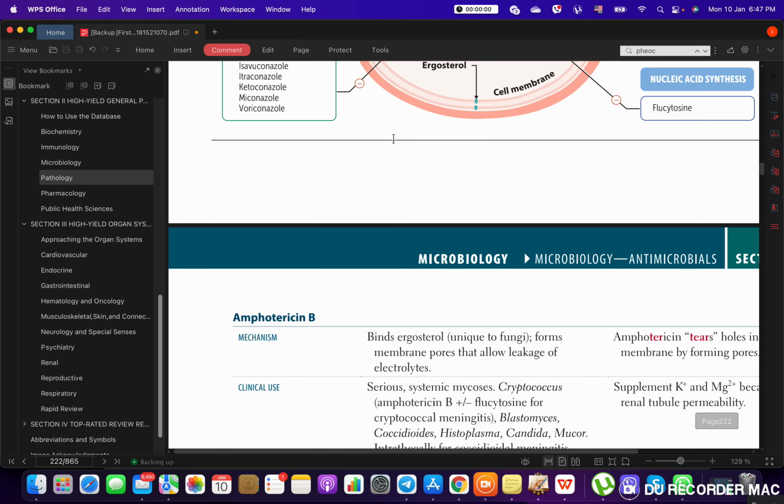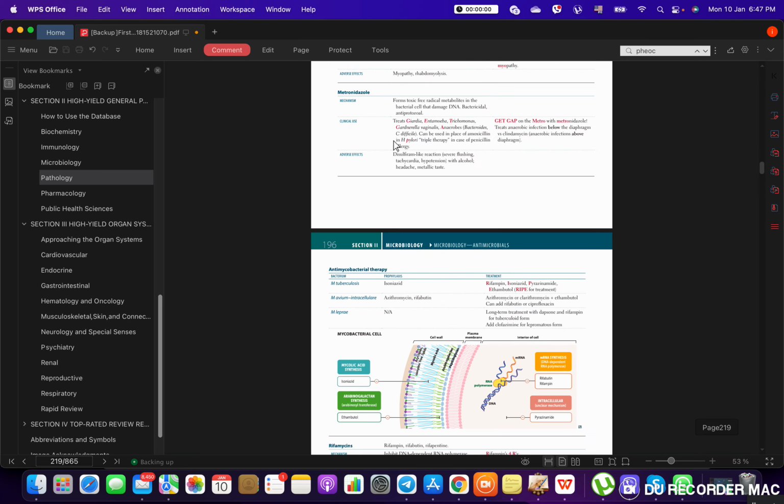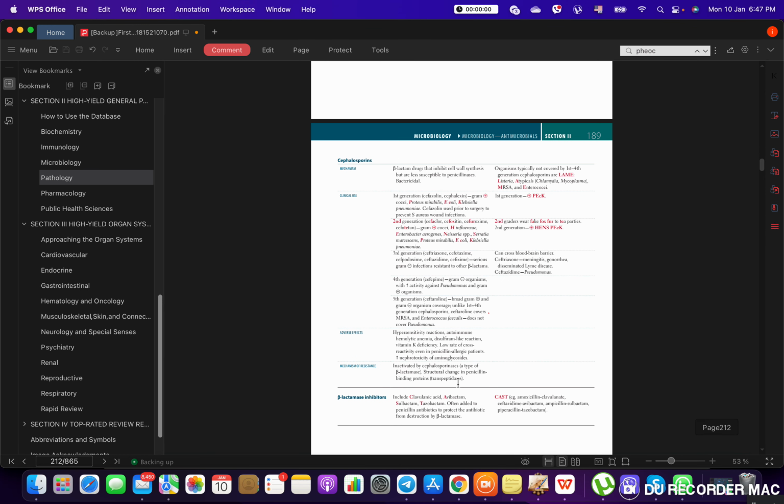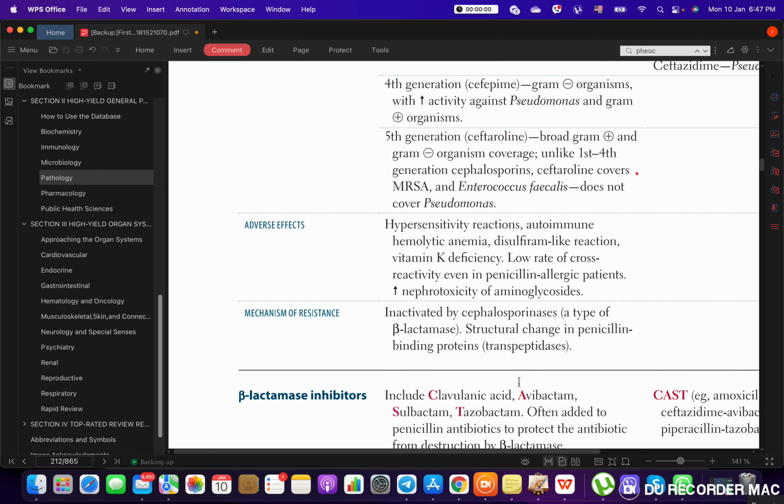Okay, so the next one is about the disulfiram-like reaction. I hope it makes sense. It acts like the disulfiram inhibits the acetaldehyde dehydrogenase, more acetaldehyde in your body, like the hangover symptoms type of thing. And it's really, really bad.